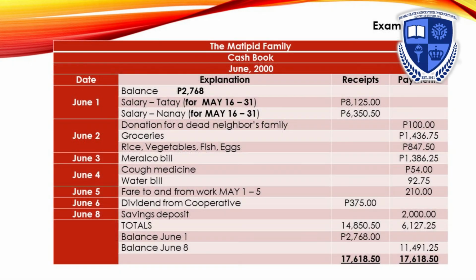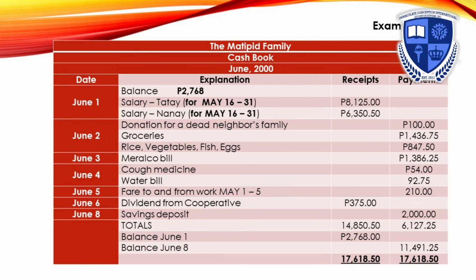For example, the Matipid family cash book, June 2000. So we have date, explanation, receipts, and payments. For the date of June 1, our explanation first, meron po tayong balance ng June 1 na natira. Ito po ay 2,768. Next, salary of tatay matipid for May 16 to May 31 is 8,125 pesos na nasa receipts or nasa resibo.